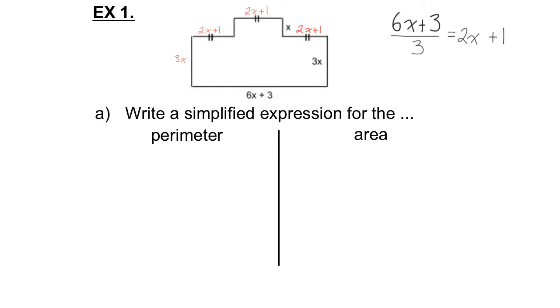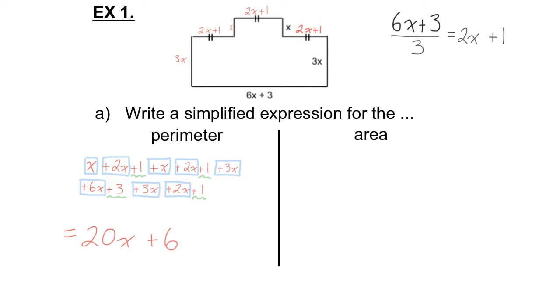It's the same on the other side. This is labeled as x. It's the same on the other side. So now we have all of our side lengths. So when we calculate the perimeter, we just add all the side lengths. So we have x plus 2x plus 1 plus x plus 2x plus 1 plus 3x plus 6x plus 3 plus 3x plus 2x plus 1. So now we can put all our like terms together and simplify. So we end up with this expression for the perimeter.